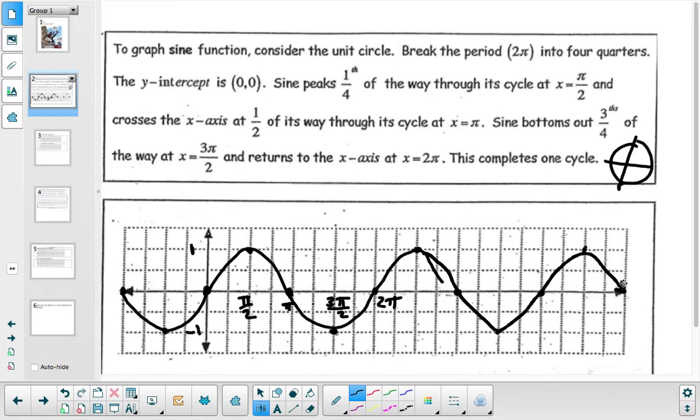And finish it off with an arrow to show that it still is continuing. So that is the sine function. Nothing much else to it. Scale is super important on these. Make sure you're scaling it correctly.